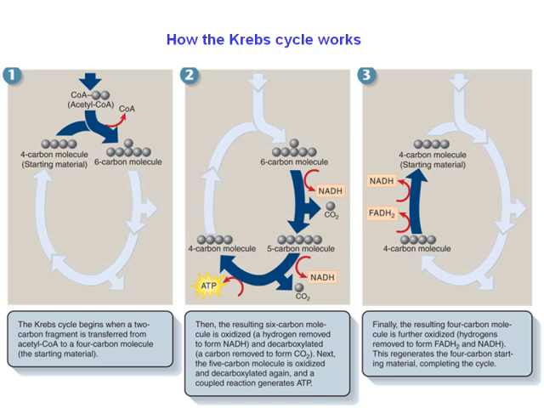Finally, the resulting 4 carbon molecule is further oxidized, where hydrogens are removed to form FADH2 and NADH. This regenerates the 4 carbon starting material, completing the cycle. If you look at the diagram, you can see that your 4 carbon molecule is going to lose more electrons, and that FADH2 and NADH will carry them to the electron transport chain. You're going to then end up with your 4 carbon molecule, or your starting material, that will then be reused by more acetyl-CoA after pyruvate oxidation.